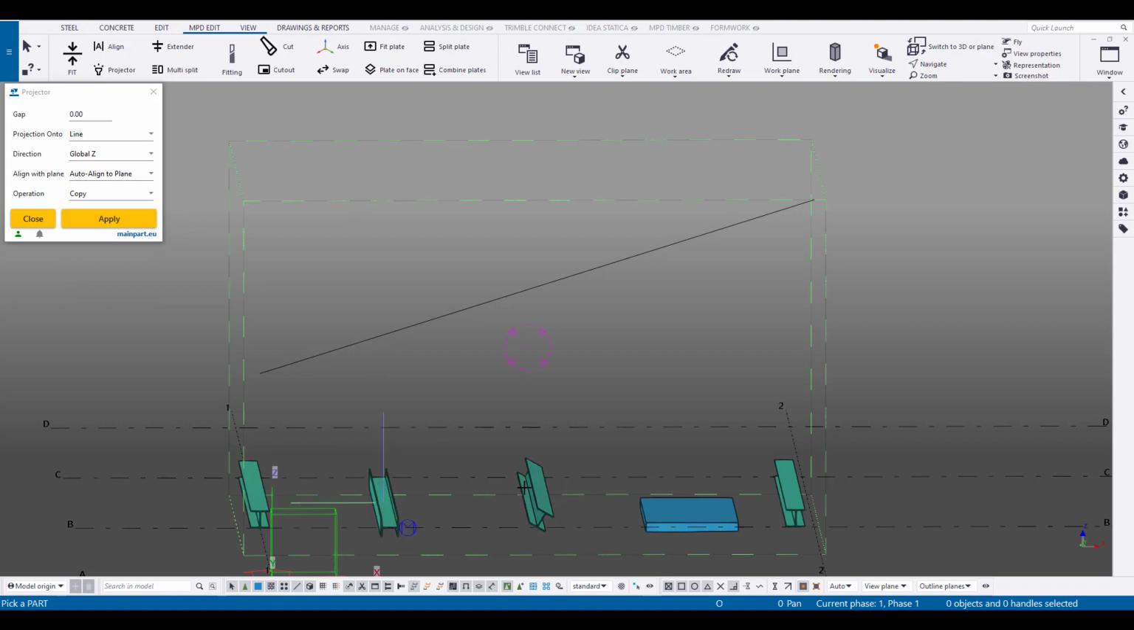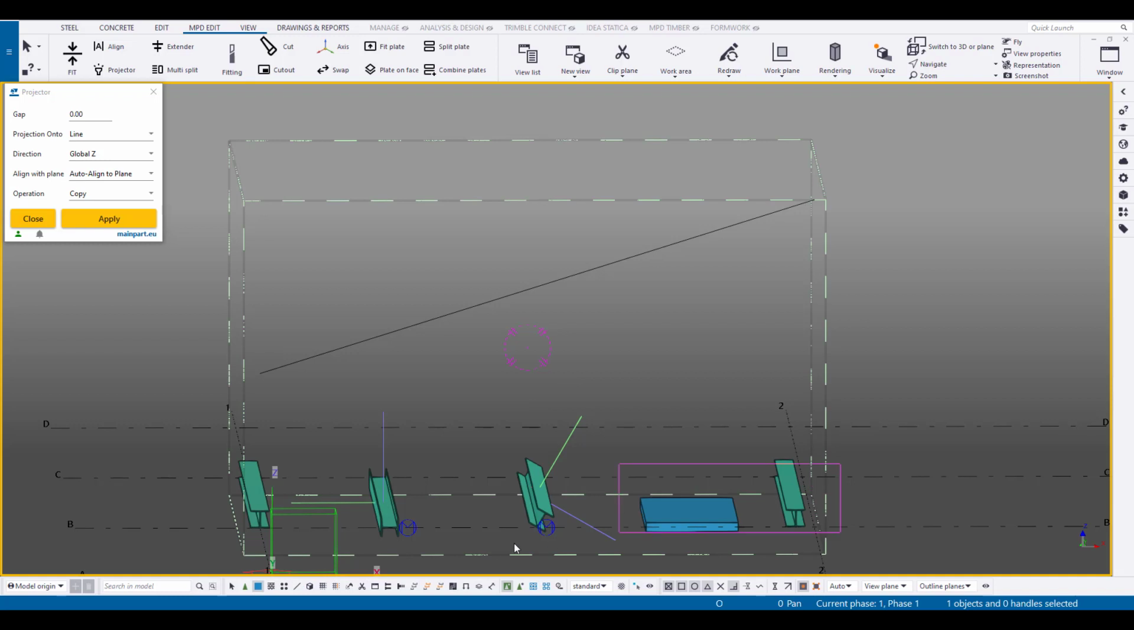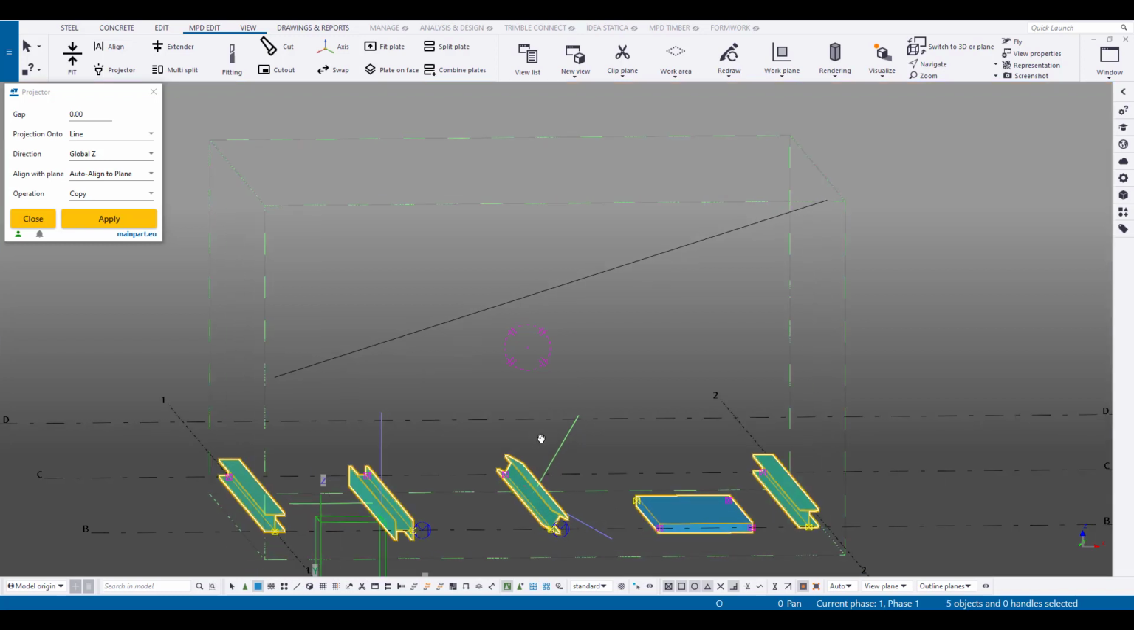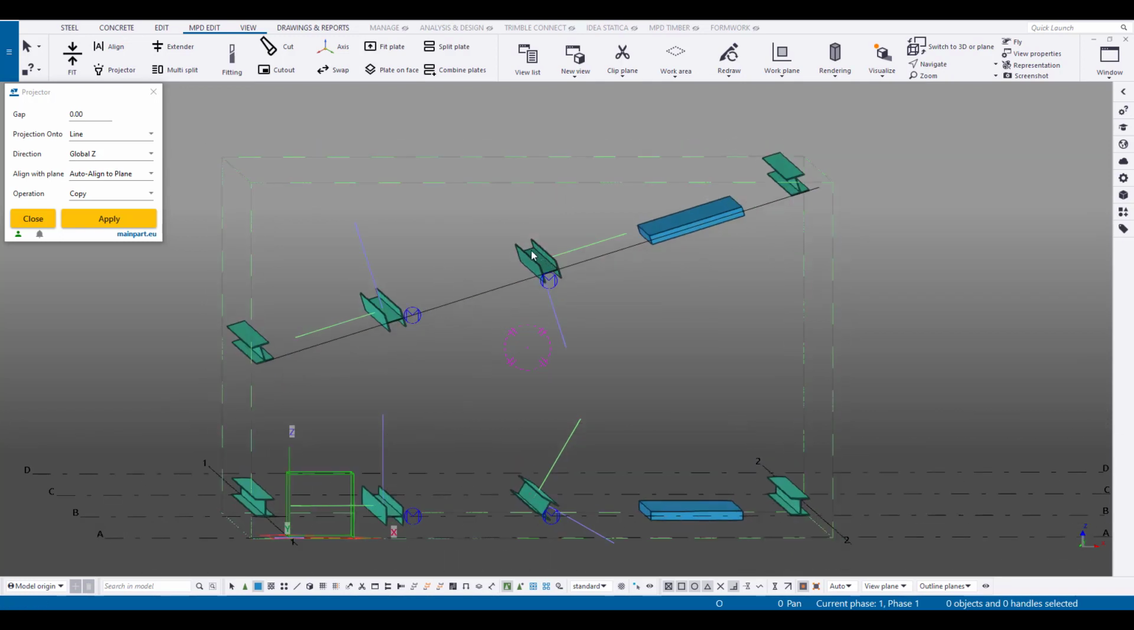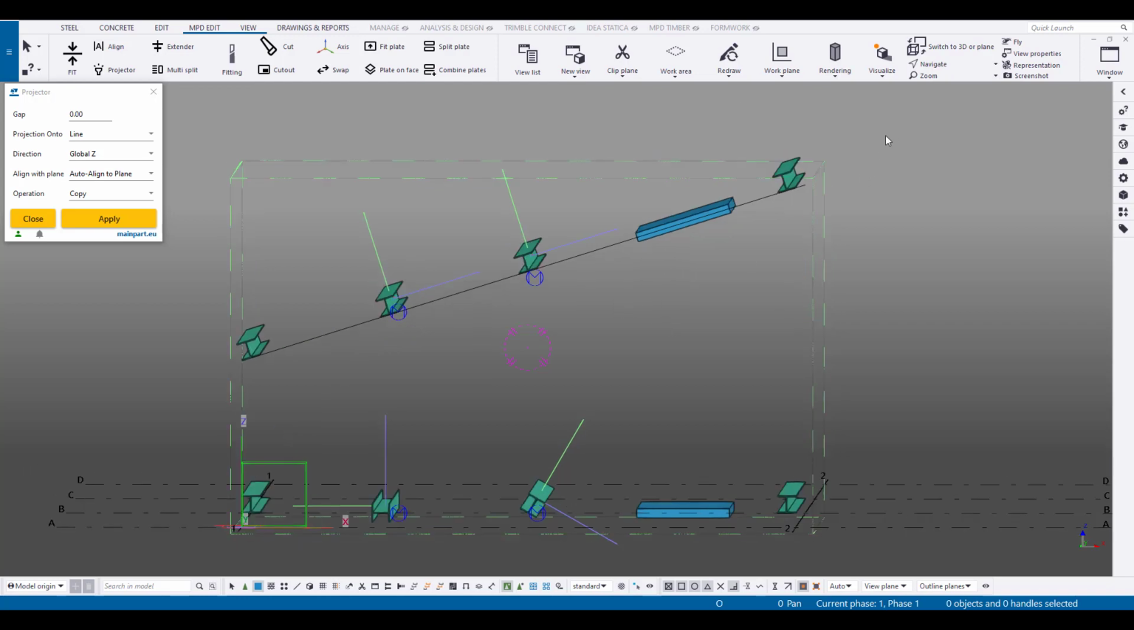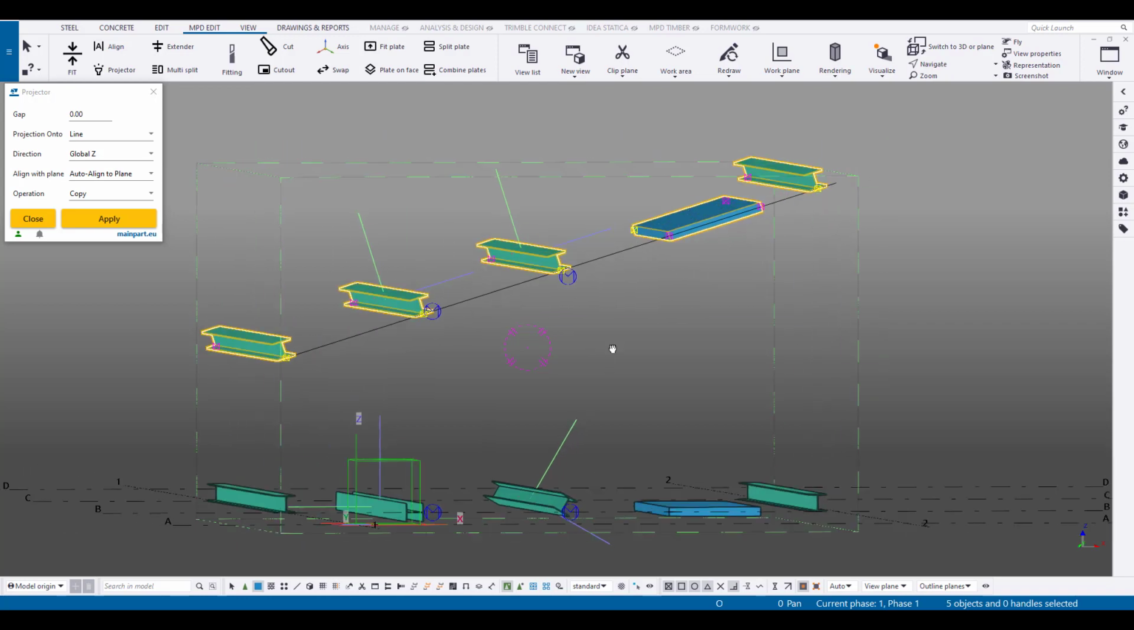Auto align to plane. This mode automatically rotates the beam around its reference line so that it aligns orthogonally with the plane. First, the beam is projected onto the plane, then rotated to make the nearest of its axes parallel to the projection plane. This is particularly useful, for example, when projecting a beam onto a sloped roof. After projection, the beam can be rotated 90 degrees using the Alt plus space key combination.